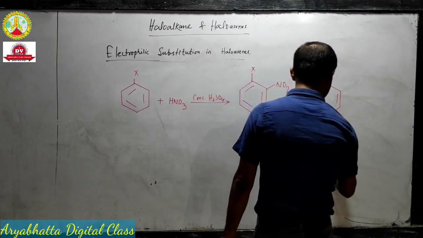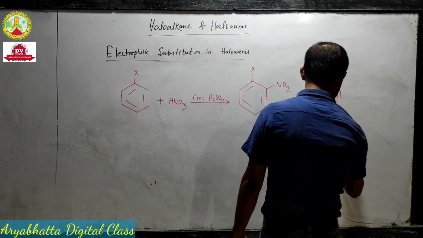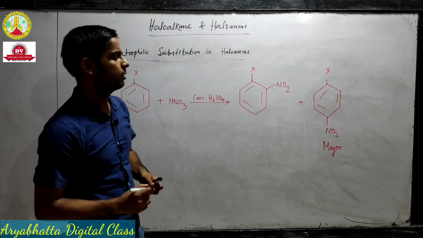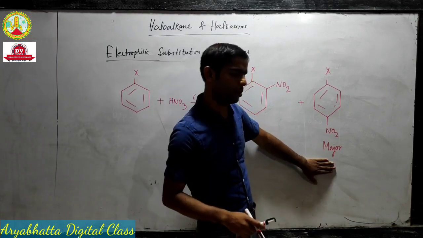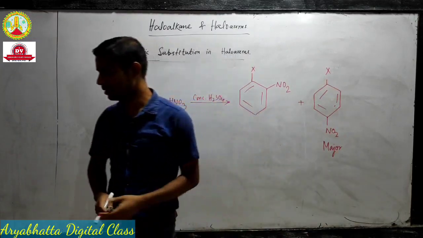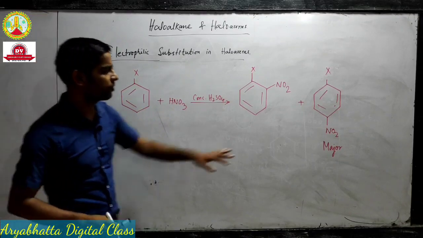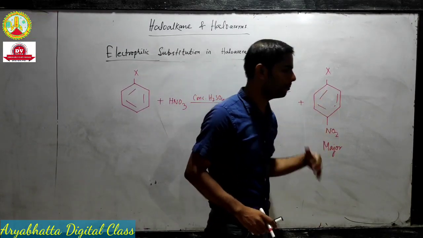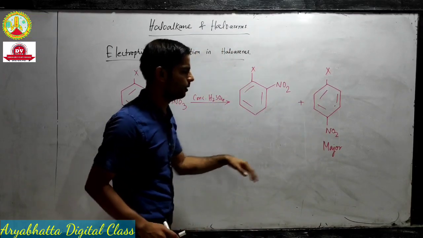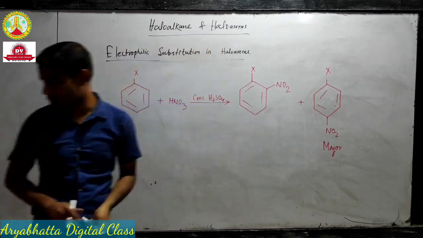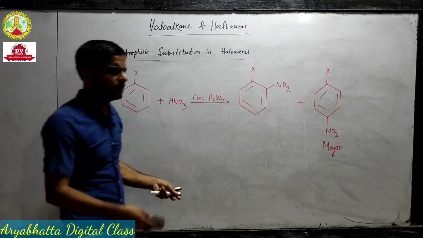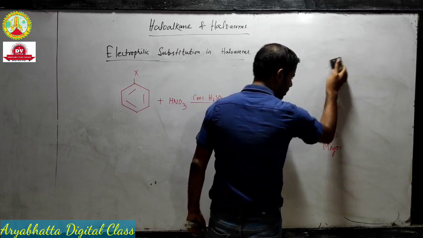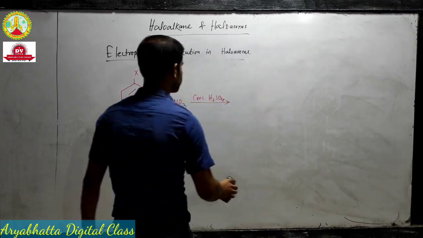And I have told you earlier that para products are symmetric, so they are the major product due to the symmetry. Their stability is higher than ortho isomers. Okay. So high stability means high concentration. There will be major and there will be minor products. Let's try a few more examples. Let's try to change the reagent that we have.